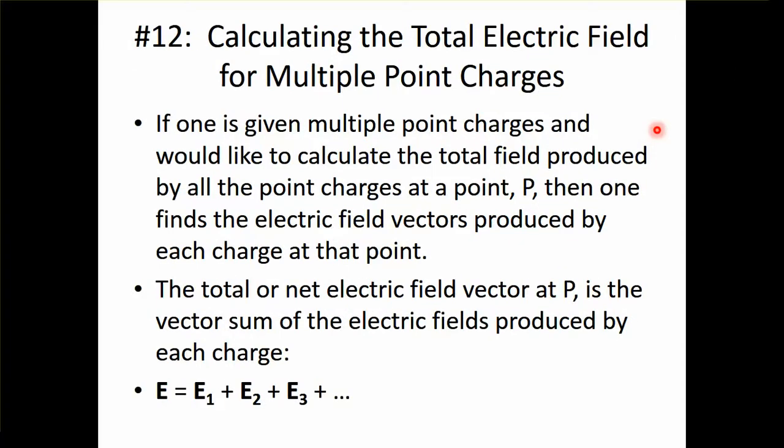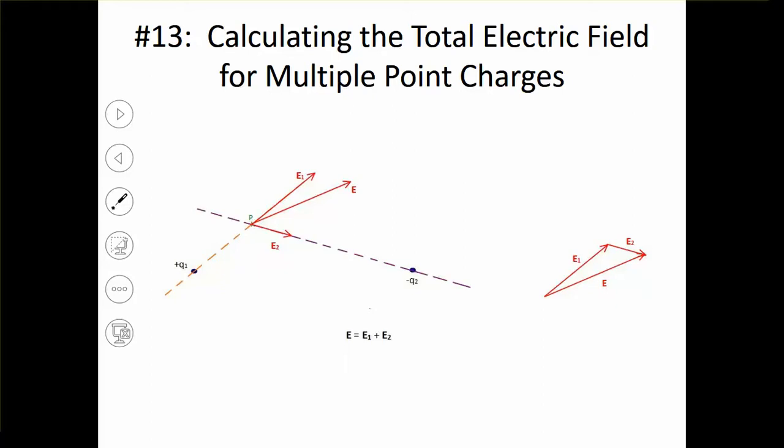So suppose you have more than 1 charge. The question would then be, how do you calculate the electric field if you have more than 1 charge? Well, it's basically the same thing as more than 2 charges for electric force. So suppose you have 2 charges, a positive and negative charge, and you're asked, what is the total field at this point P? That's the question. What's the total field?